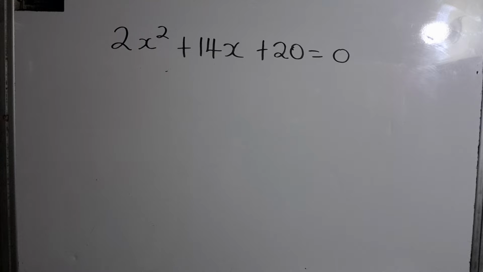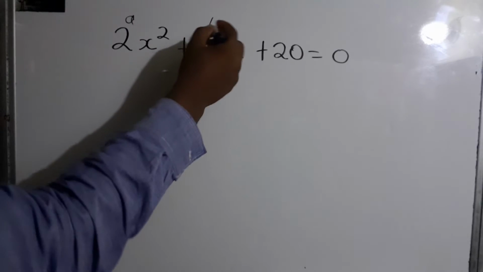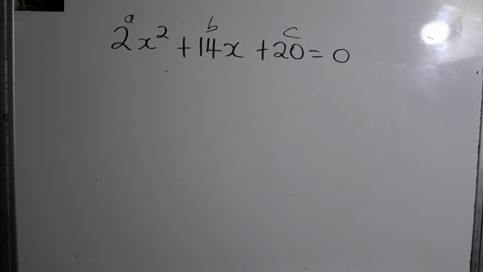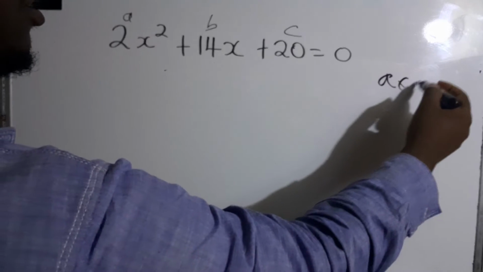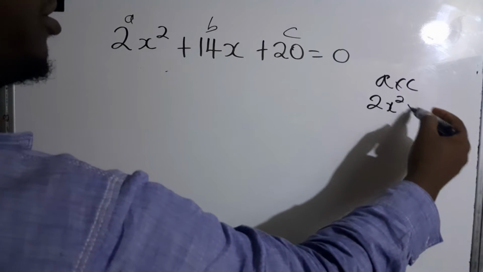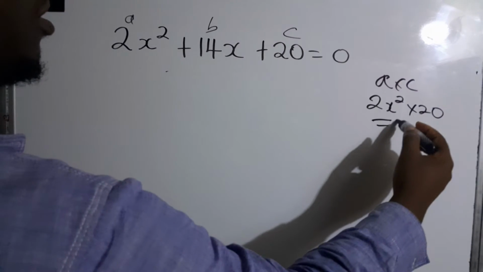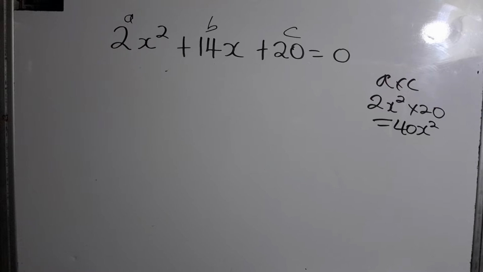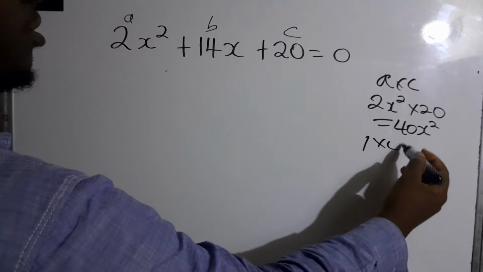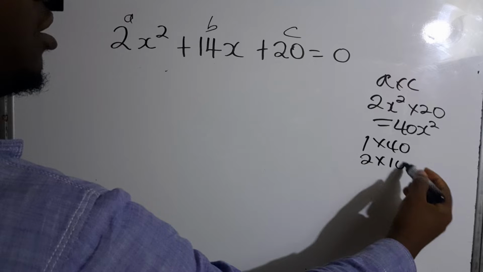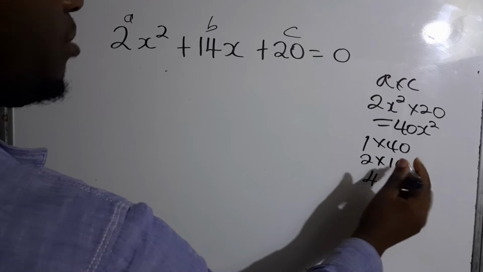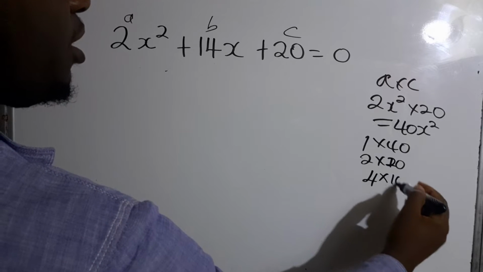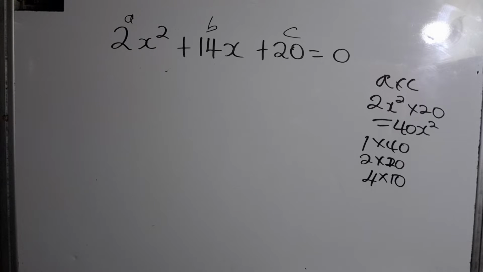Let's go. So guys, we're going to be factorizing and then solving. We label it a, b, c. The rule says we multiply a times c, so it will be 2x squared times 20, which gives us 40x squared. We are supposed to list all the factors of 40: 1 times 40, 2 times 20, 4 times 10, and 5 times 8.